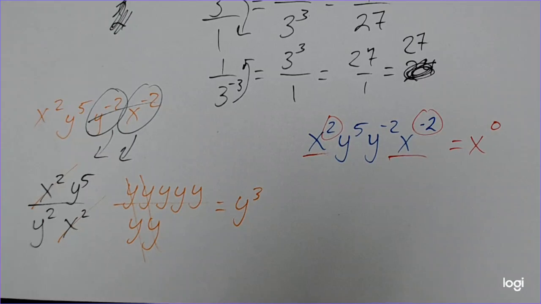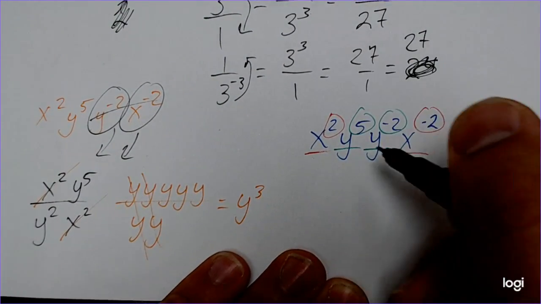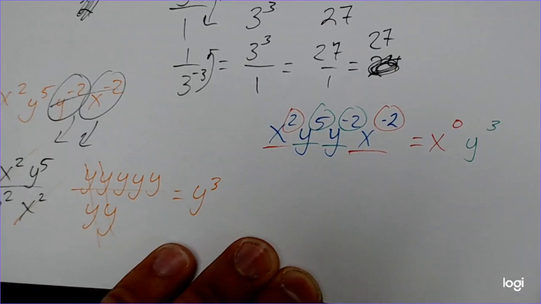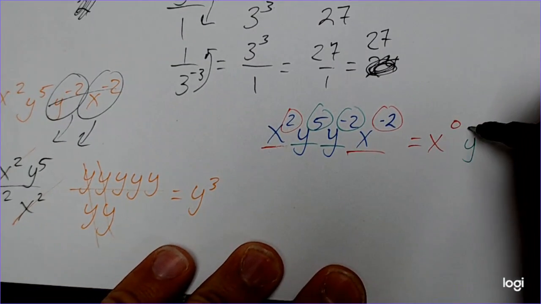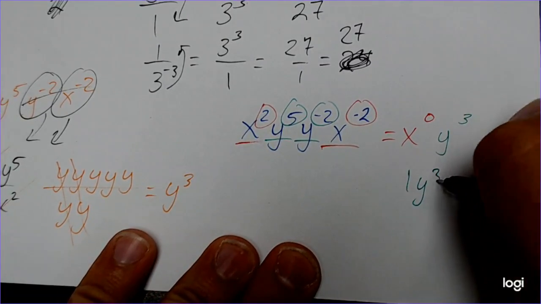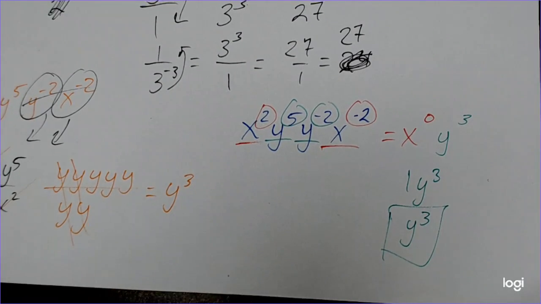Okay, let's do the same thing with the y's. Right? I've got 2 y's, so I'll just add the 5 and the negative 2. What's 5 plus negative 2? Well, that's 3. That's just y cubed. x to the power of 0 is equal to 1. Right? So that's just 1 times y cubed, or y cubed, which is the same answer I got over here. All right? So that's how we deal with our negative exponents. We've got two options, and that is it for this lesson.